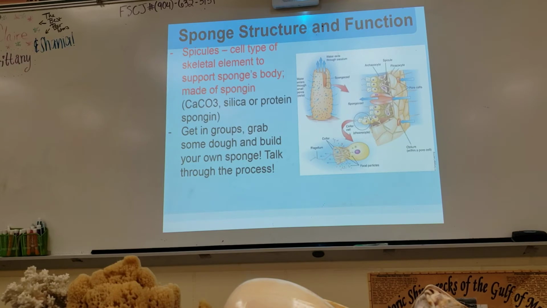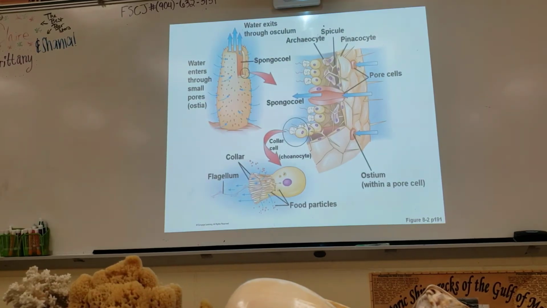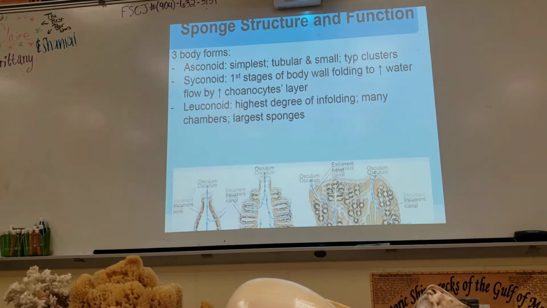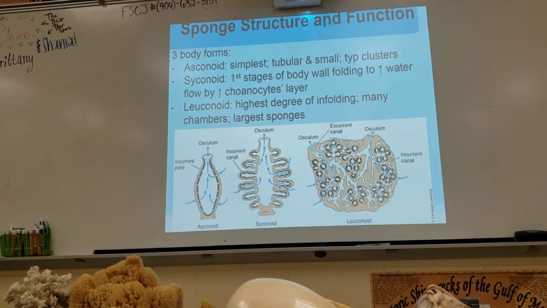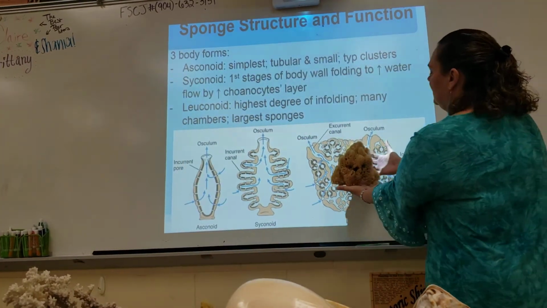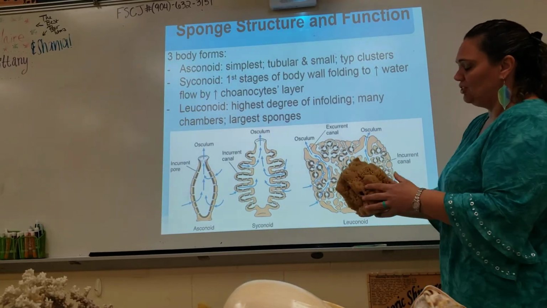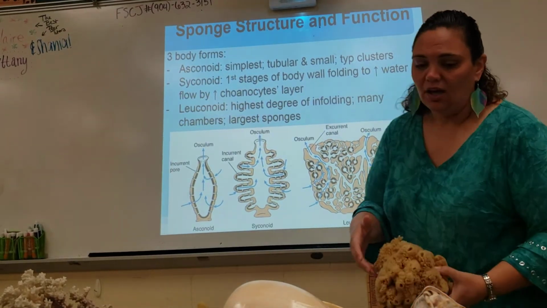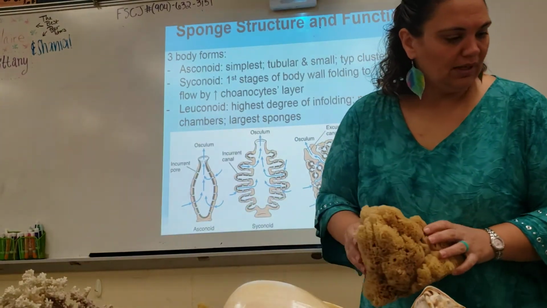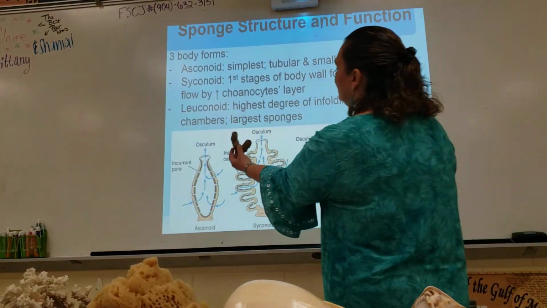Okay, you've got this really nice picture of the three body forms. It's just showing you different styles, and that's why I had all these different samples for y'all to look at. This is the most complex, that's this one right here. That's the leuconoid: highest degree of infolding, many chambers, largest sponge. Osculum, that's my little one I just had. Very simple, asconoid, simplest.